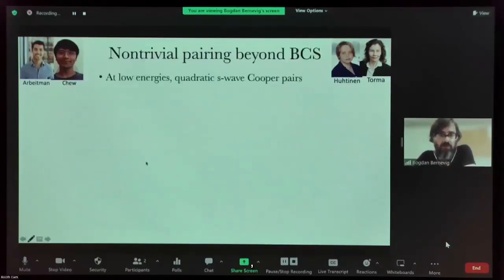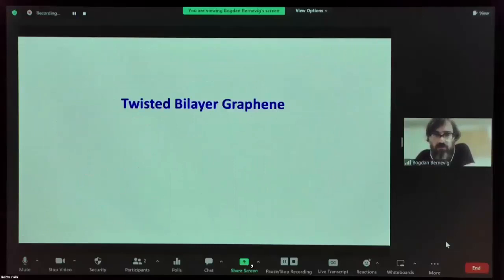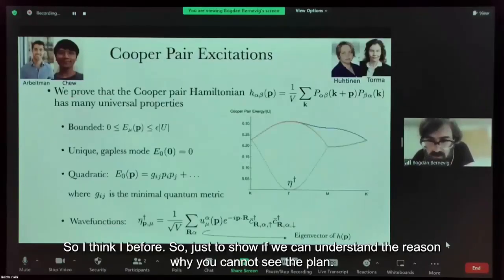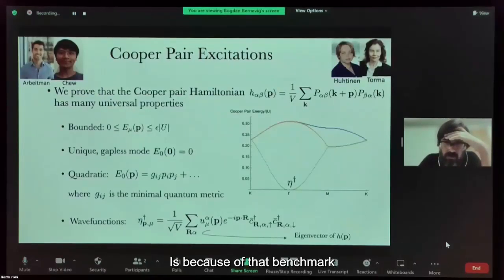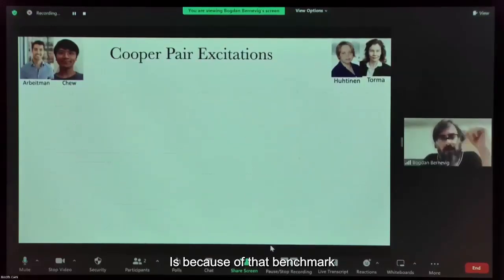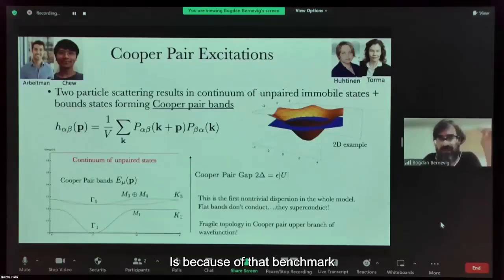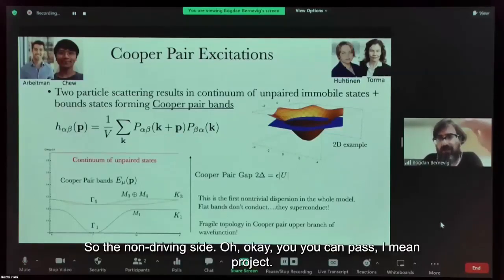Can we ask a question now? Yes, go ahead. So I think the slide before. Just to make sure we fully understand, the reason why you cannot see the flat band is because the flat band is actually in the non-interacting picture. So the slide before you showed us like 3 or 4 bands, right? So yeah, the non-interacting flat band.